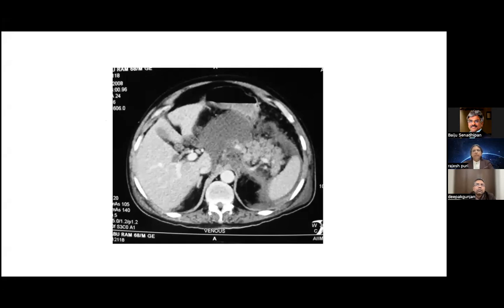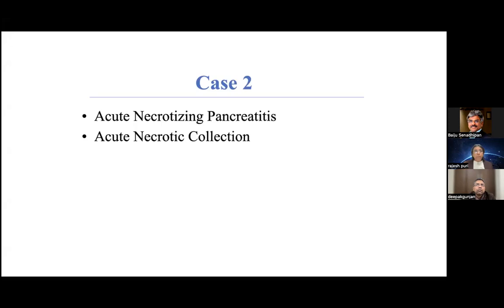And this is the CT scan. That shows there is an acute necrotic fluid collection. You can see the pancreatic duct in the head is not visible. The pancreatic parenchyma in the head is not properly visualized. There is a necrotic fluid collection in the lesser sac, and there is peripancreatic and perisplenic fluid also. So this is a case of acute necrotizing pancreatitis with acute necrotic fluid collection.